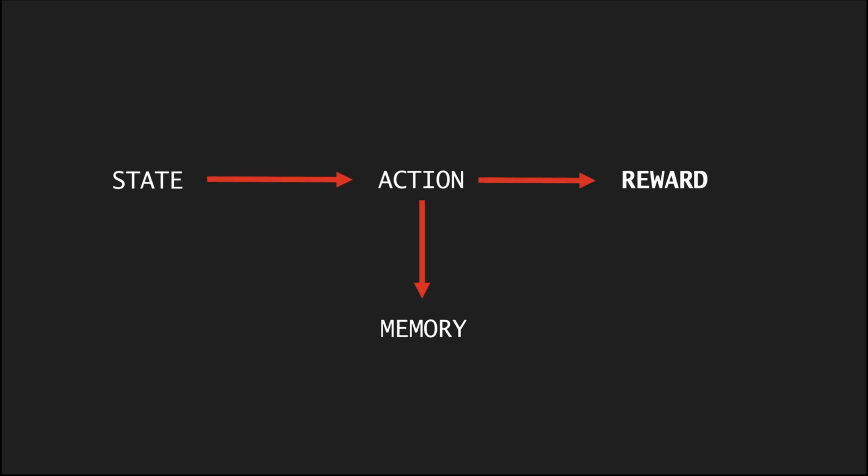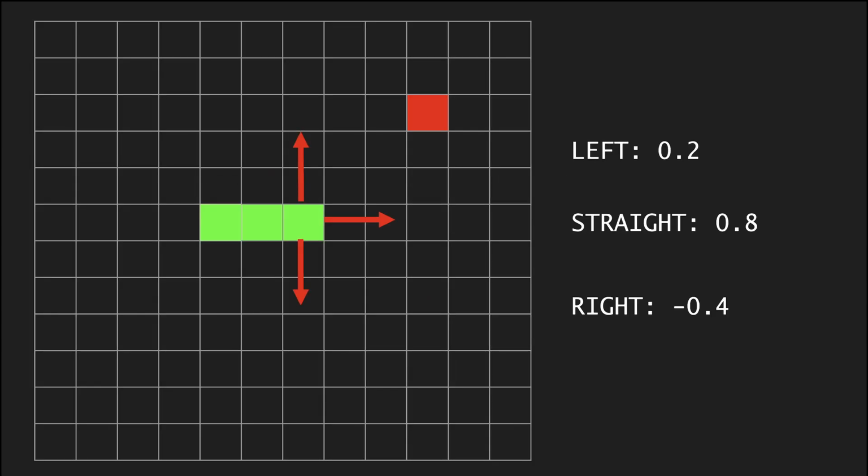It looks at the current state, it takes an action, and gets a reward. And then it stores that in memory. Over time, what happens is that it starts to remember which choices lead to good outcomes and which ones don't. For each possible move, the snake assigns a score. These scores represent how good the snake thinks that move is. Higher means better, lower means worse. So basically, instead of guessing randomly, it just picks the move with the highest score.